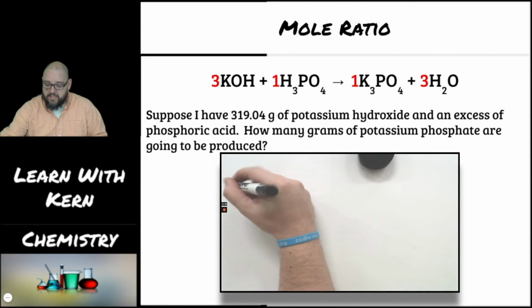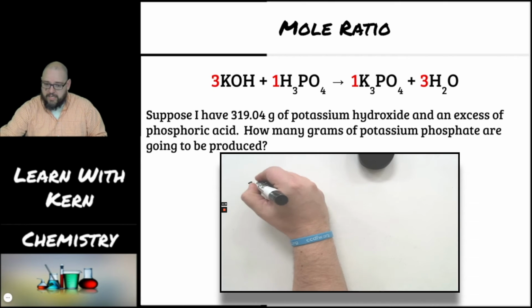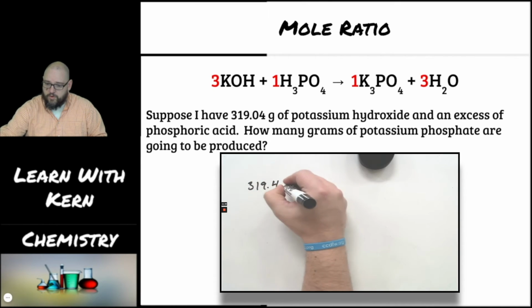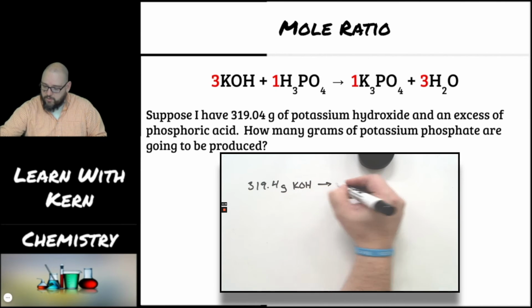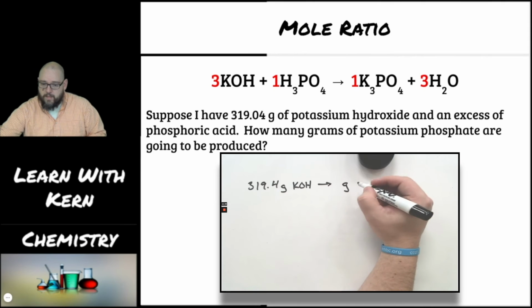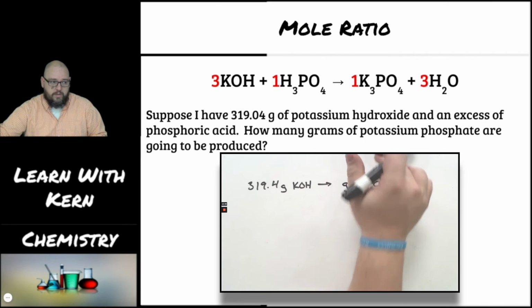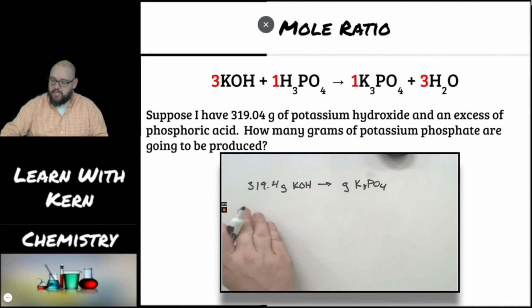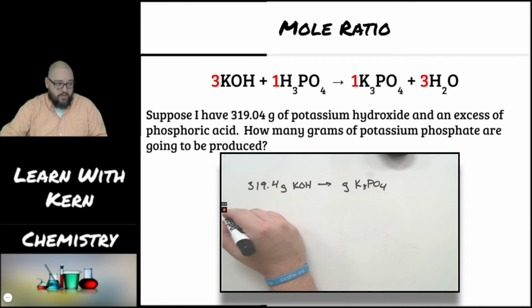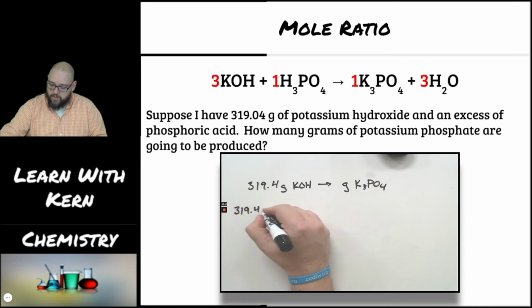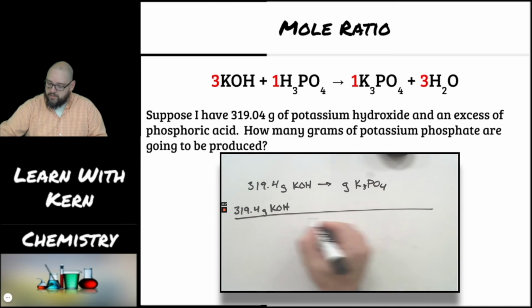So that means I have 319.4 grams of potassium hydroxide, and I want to know how many grams of potassium phosphate are going to be made. So this is what I have, that's what I need to get to. So just like any other conversion, I'm going to start with what they give me in the problem, 319.4 grams of potassium hydroxide. And then I set up my grid.